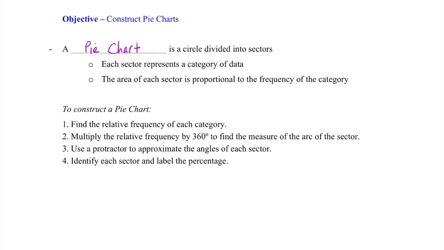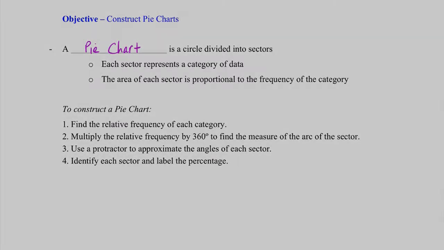Find the relative frequency of each category. Remember, the relative frequency will tell us the proportion. Multiply that relative frequency by 360 degrees to find the measure of the arc of the sector. And what this will do is give us a better picture of how big to make each quote-unquote slice of the pie. Step 3 tells us to use a protractor to approximate the angles of each sector. Now we're not going to use a protractor in our notes. Instead, we'll just be approximating this by hand. And lastly, we need to make sure we identify each sector and label the percentage or proportion.